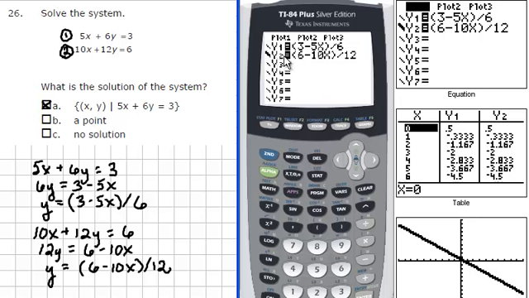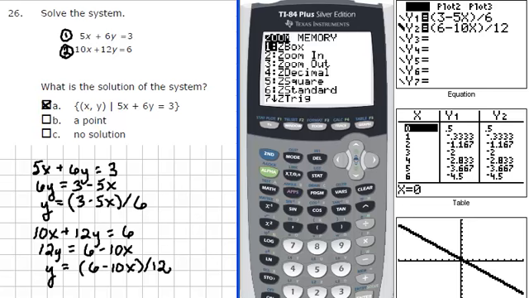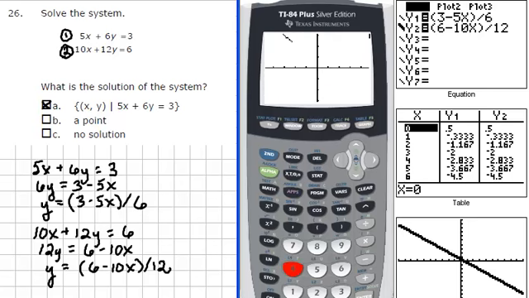Alright, so now that we've entered the two equations into our calculator, we want a good viewing window. I'm going to suggest that we go to Zoom and select Zoom Decimal. Either Zoom Decimal or Zoom Standard. Both of those are good viewing windows. I'm going to select Zoom Decimal. So go to Zoom and select Zoom Decimal, which is number 4.